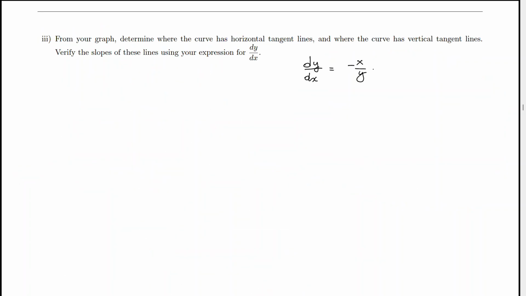So, okay, from the graph, I can see that the curve has some horizontal tangent lines and some vertical tangent lines. So let's start with horizontal tangent lines. I'm going to write HTL for horizontal tangent lines. So on my circle, these places were the top of the circle and the bottom of the circle. So I think the answers are supposed to be 0, 5, and 0, negative 5. These are the locations at the top and bottom of the circle. They are both on the y-axis, and so the x-coordinate is going to be 0, and the radius is 5, so I expect the answer to be 5 and negative 5 for the y-coordinates.